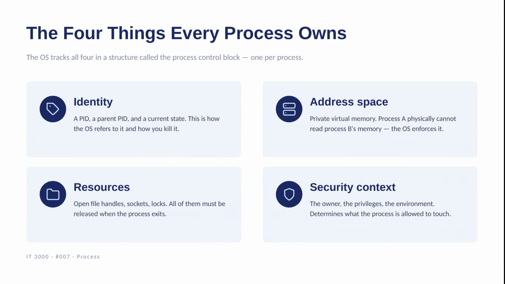So let's crack that instance open and look at the 4 things every process actually owns. First, its identity, a process ID, a parent ID, and a state, which is how the OS refers to it, and incidentally, how you kill it. Second, its address space, private virtual memory that the OS physically prevents other processes from reading. Third, its resources, open files, sockets, locks, all of which must be released when the process exits. And fourth, its security context, the owner and privileges that decide what it's allowed to touch. The OS bundles all 4 into one structure per process, called the process control block.